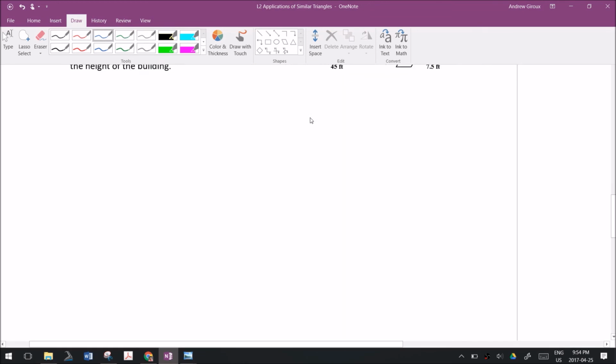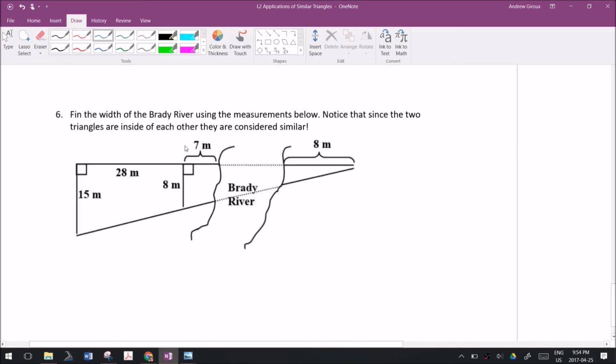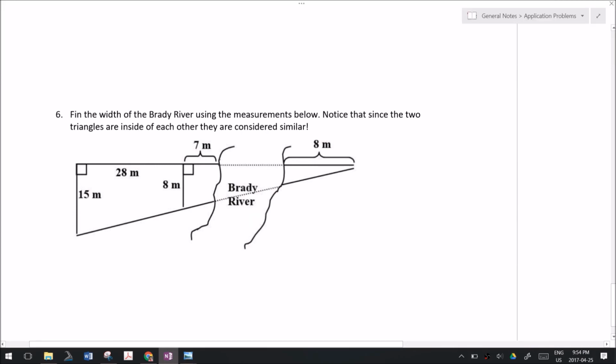I'll leave these other problems for you to do on your own. The last one here is a little bit challenging. The only hint I'll give you for this one is if you let this length, which is the length we need to know, we're going to call that x. And I'll leave you with that and see if you can figure it out from there.